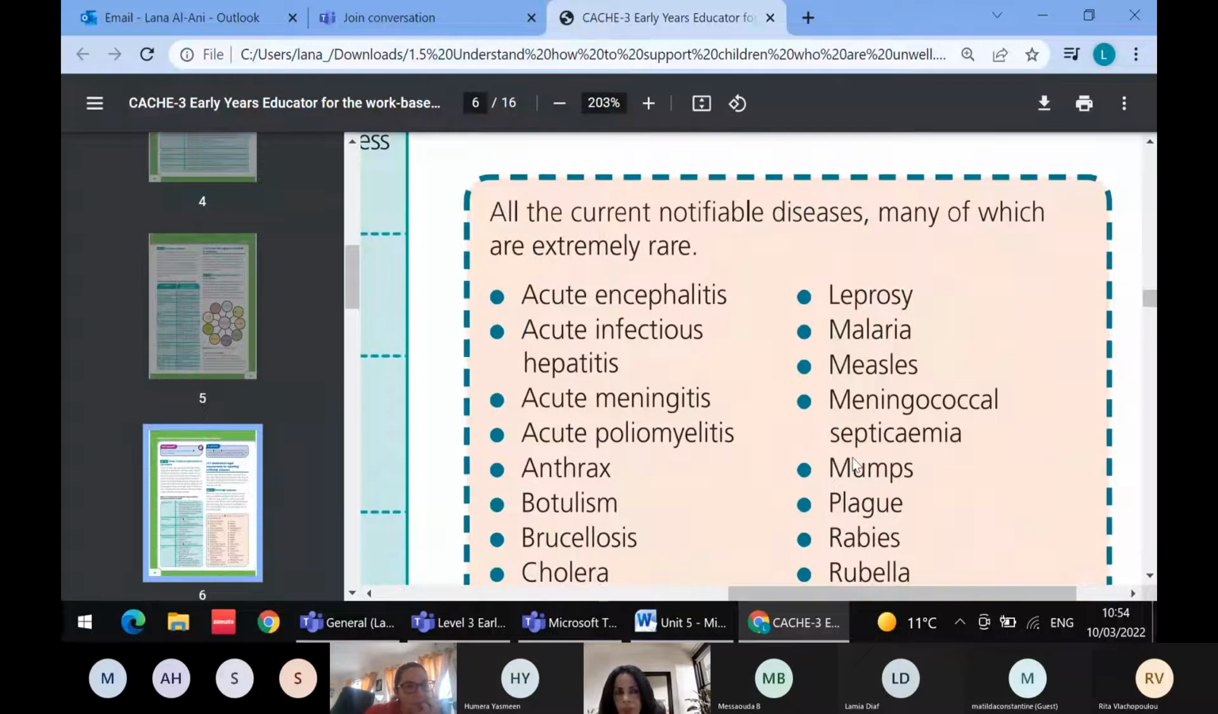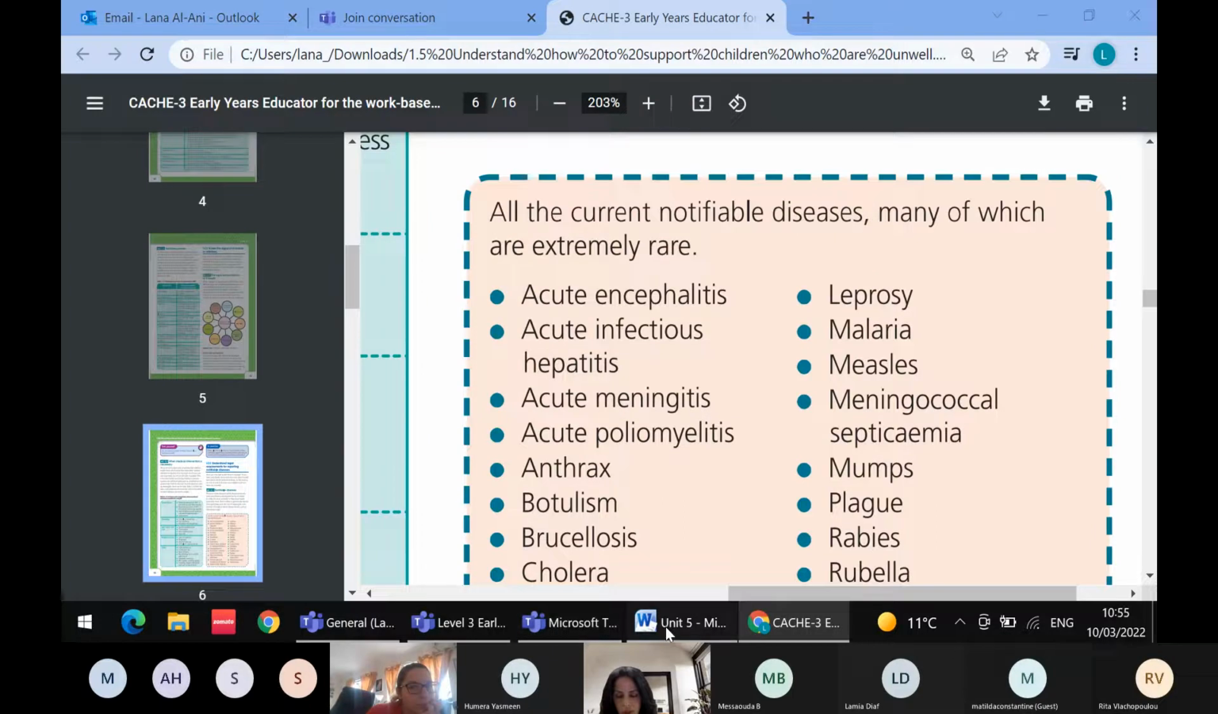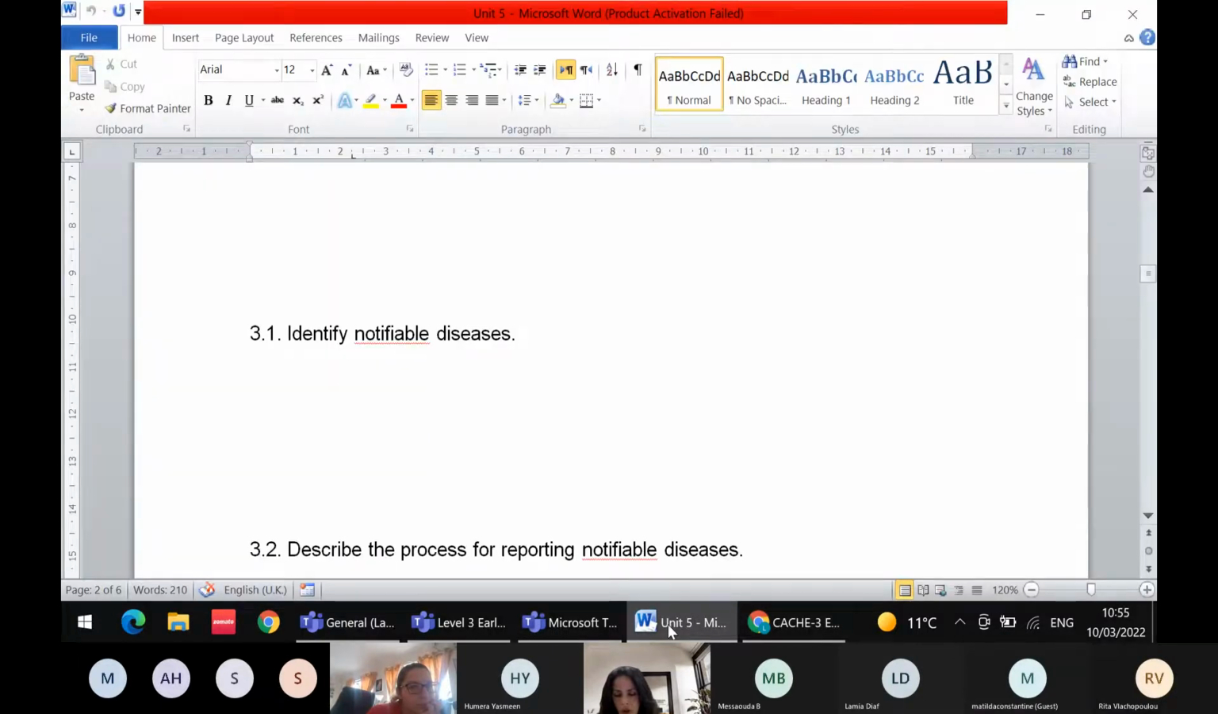But if I were you, I would just go and put each name in Google and try to get more information or pictures so I can see how it looks. We talked about so many of these illnesses, but it's good to have a picture of each illness. So if you put it on Google, you will understand how it looks, just in case you need to report it.